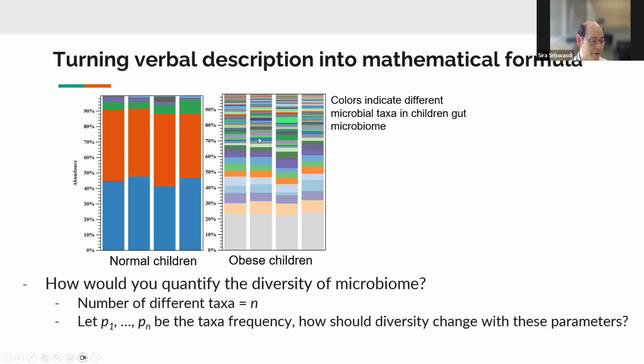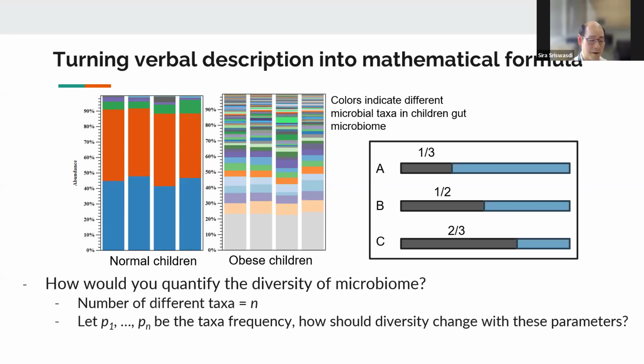So we might think about the frequency of each taxa, like 40%, 45%, 10%, 5%, 2%. How can we use these proportion or percentage to come up with a measurement or score that can better describe what the normal children gut microbiome is and what the obese children gut microbiome is?